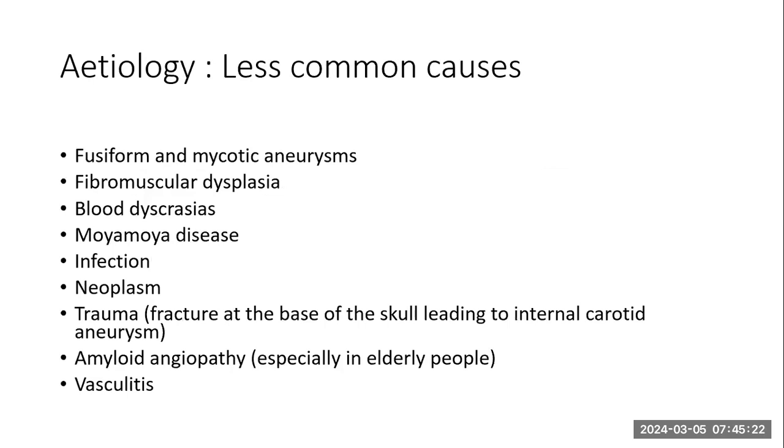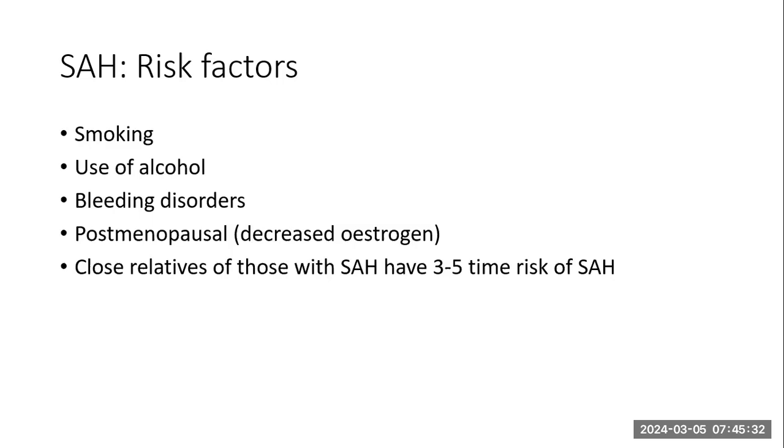So these are a list of less common causes of subarachnoid hemorrhage. For the sake of time, I want to move a bit faster. Okay. So what are risk factors that make a patient susceptible to having subarachnoid hemorrhage?